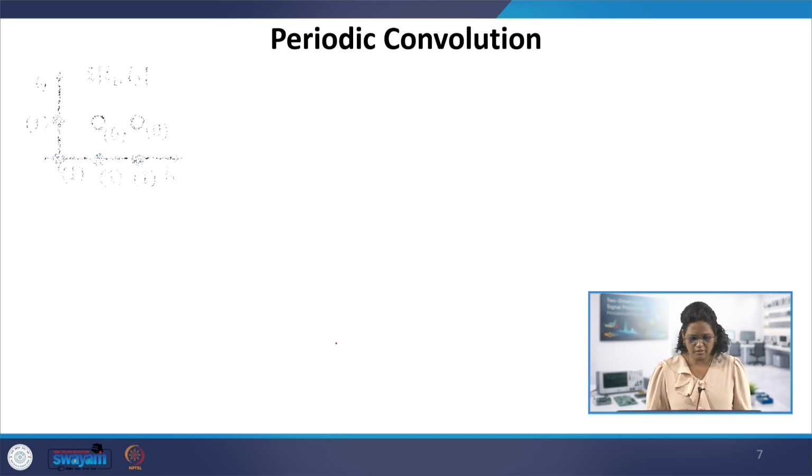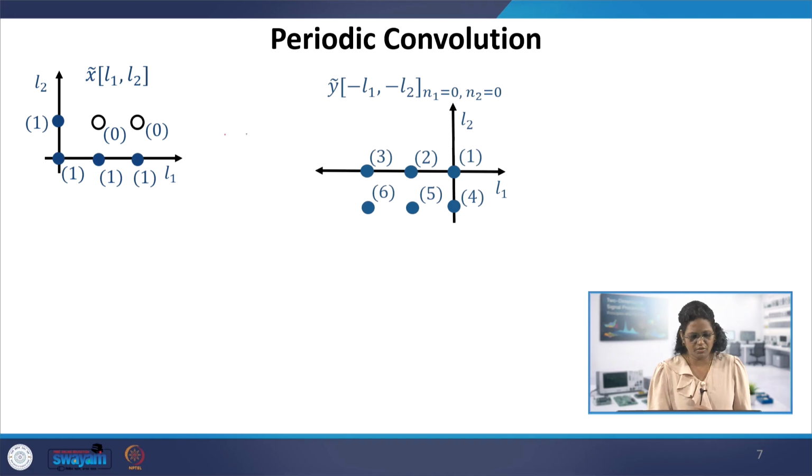Now we get the first indices, that is the flipped sequence. If you see in the linear convolution, what we did was just see the common points, common indices, and multiply and sum it over. Whereas here this is a periodic or circular convolution. What we are supposed to do, this is periodic with respect to 3 in n1 and 2 in n2.